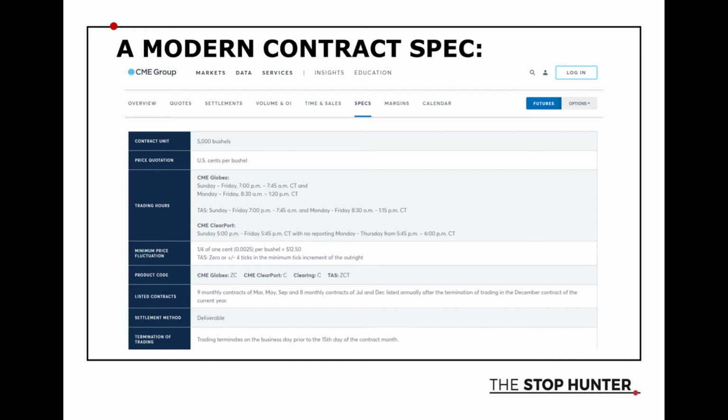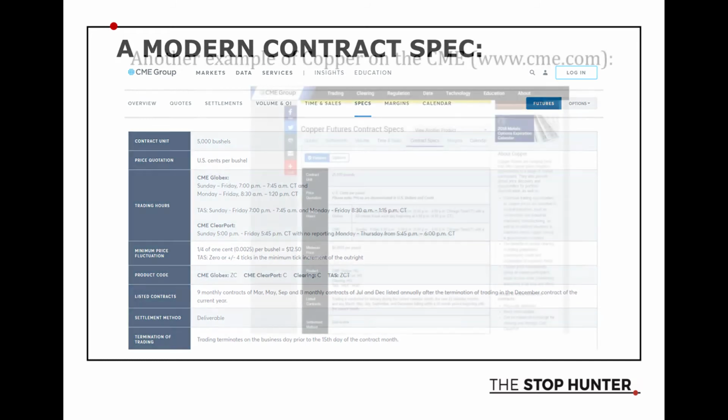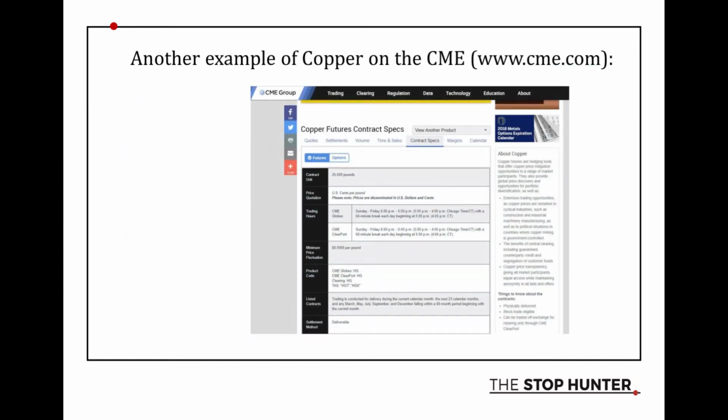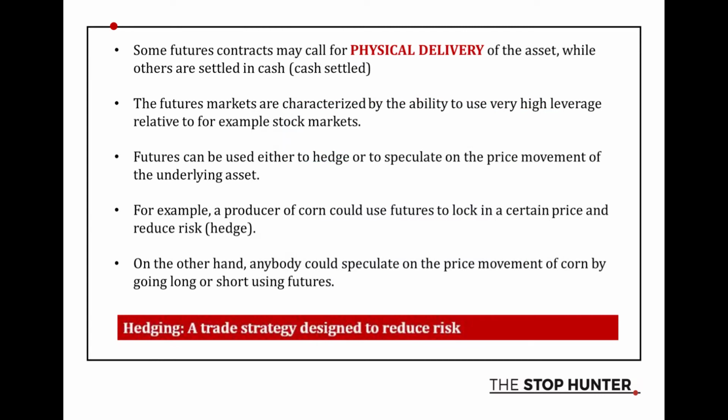And our second example from the CME is for copper, and notice this one's quoted in pounds. So it's 25,000 pounds of copper for one contract. You can see its pricing, the futures, minimum price movements, contracts, the whole lot. It's all in there. If you want to investigate further on these sort of things, have a look at www.cme.com.